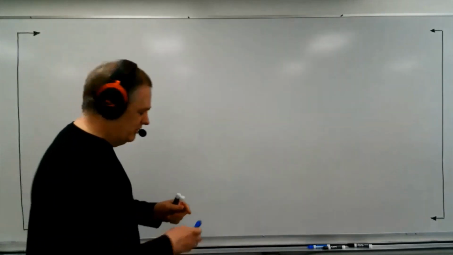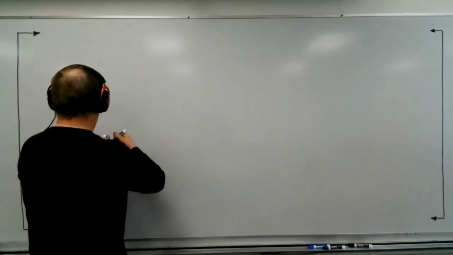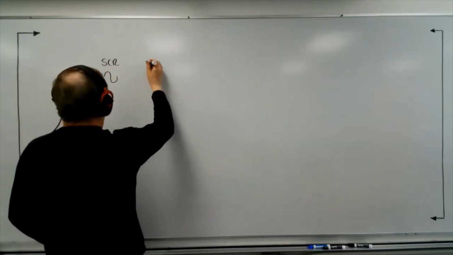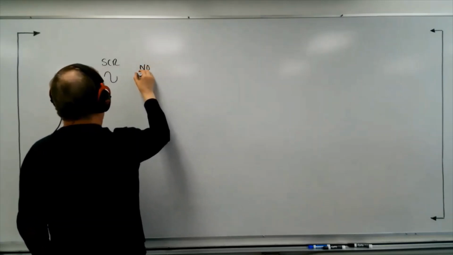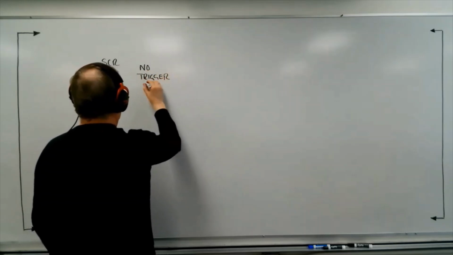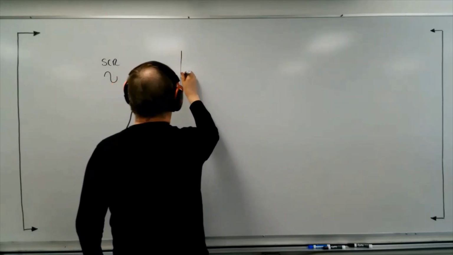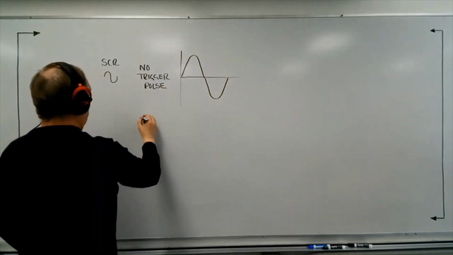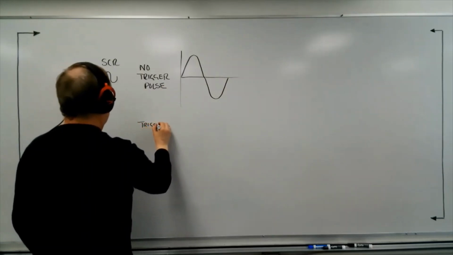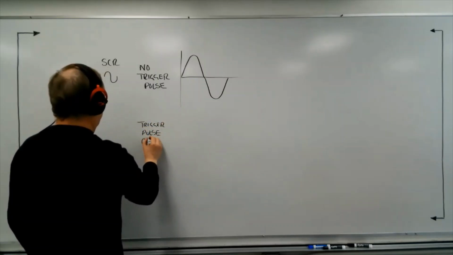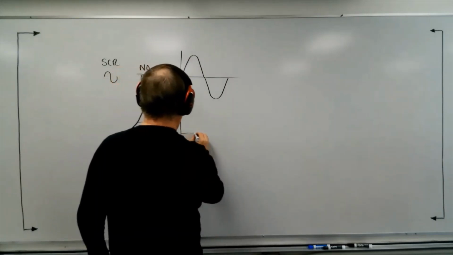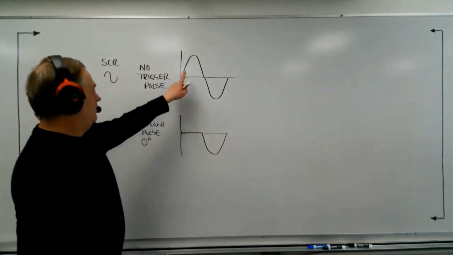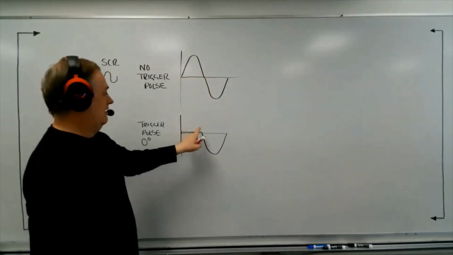So what I want to do is just summarize briefly. I just want to look at the waveform across the SCR. If we take an SCR that is connected in an AC circuit and we look at no trigger pulse, then the waveform across the SCR will look like this. Okay, that's with no trigger pulse. If we give it a trigger pulse at 0 degrees, then the SCR looks like this. And it blocks the second alternation. So now, instead of having blocking and blocking, we have conducting and blocking.